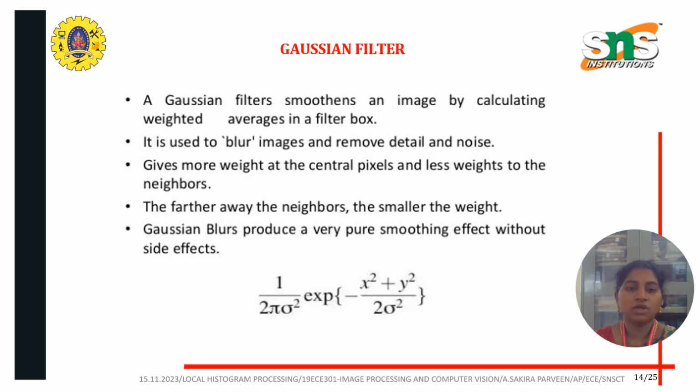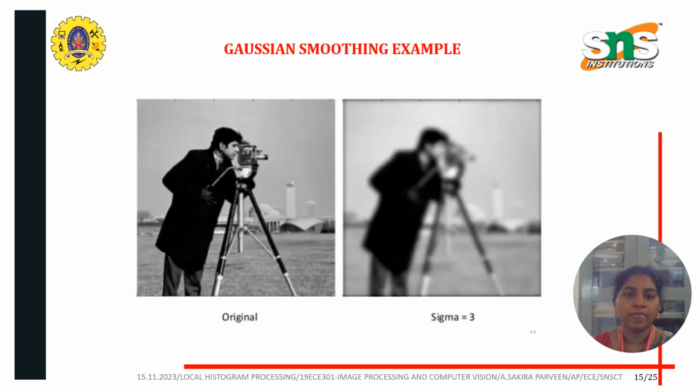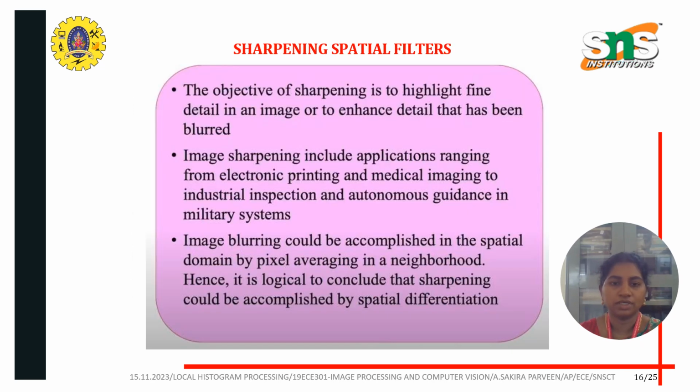Gaussian filter: the Gaussian filter smoothens an image by calculating weighted averages in a filter box. It is used to blur the images and remove details and noise. That is the expression for the Gaussian filter. In the Gaussian smoothing example, the left side is the original image and the right side is after the Gaussian has been applied, with sigma equal to 3. Sharpening spatial filters: the objective of sharpening is to highlight fine detail in an image or to enhance detail that has been blurred.